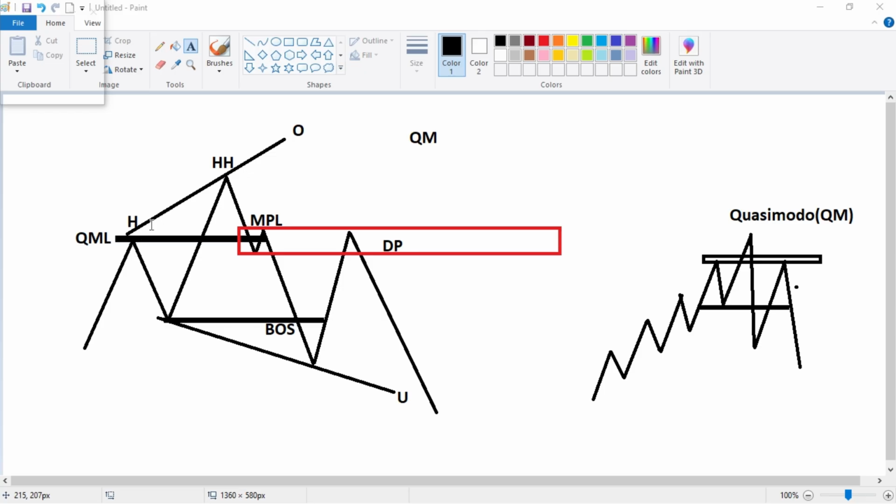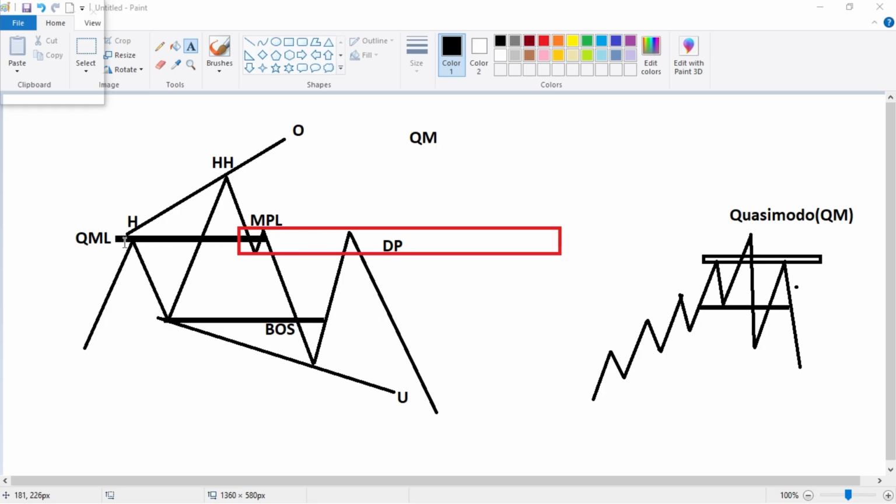We need to have a high. We need to have a higher high. We need to have a higher low. We need to have a lower low. We also need to have a what? Break of structure. And then also we need to have a base over here. This base is the one that broke the structure. This base is our QML. So our QML level is this one.